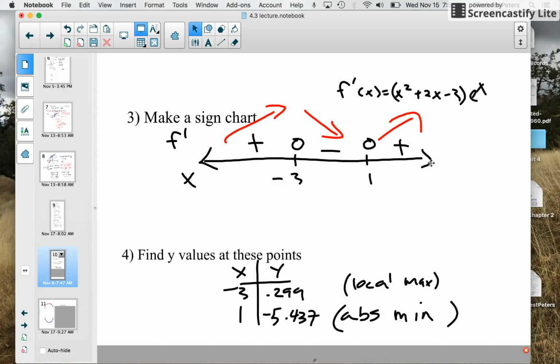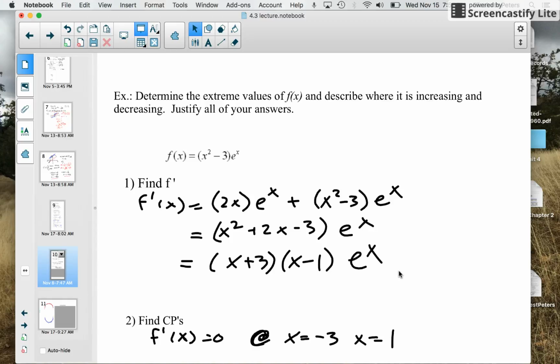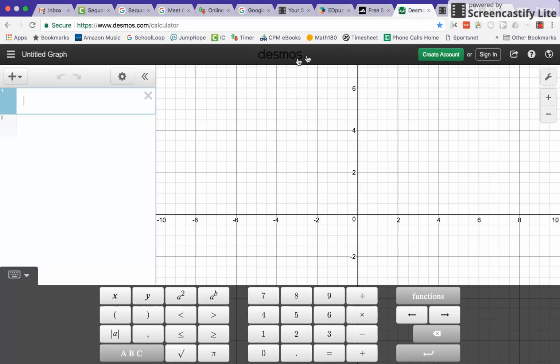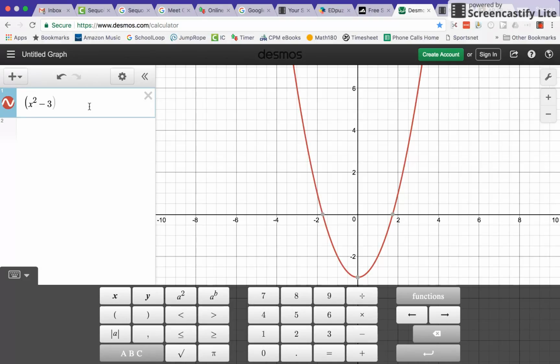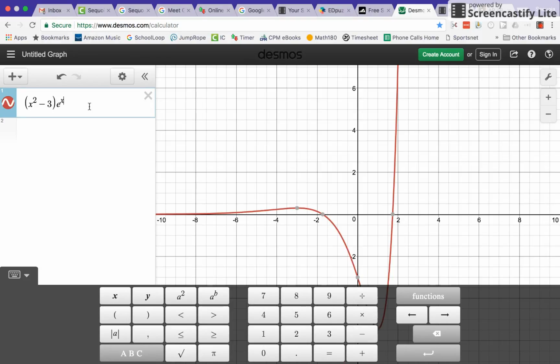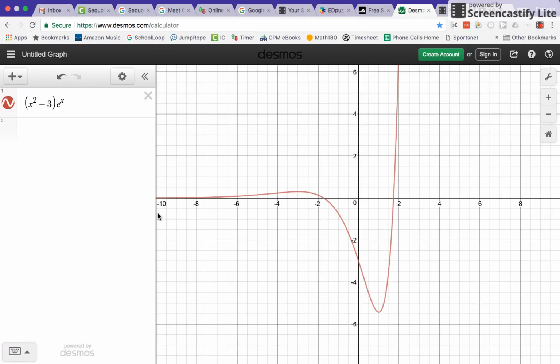So if we graph this function, let's see, what's the original function? x squared minus 3 times e to the x. So let's pull up Desmos, and we can do x squared minus 3 times e to the x. So we see that this function has an asymptote right here at y equals 0, and it goes down. Here's our absolute minimum. So that's why we call it an absolute minimum at 1, because this is the lowest that that function is ever going to go. And then we've got our local maximum right here at -3, because the function does get higher than -3, but in this open interval here, -3 is the maximum.